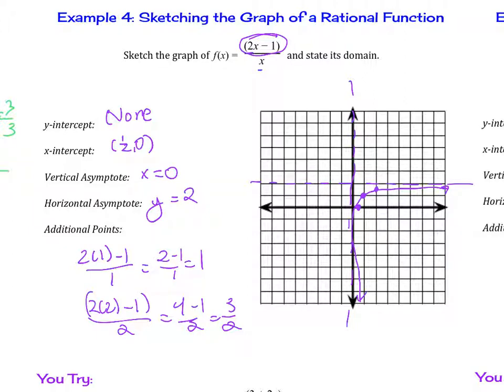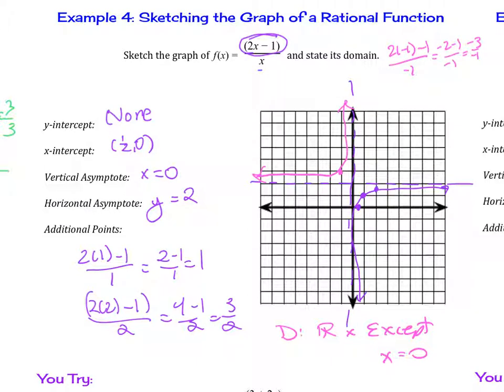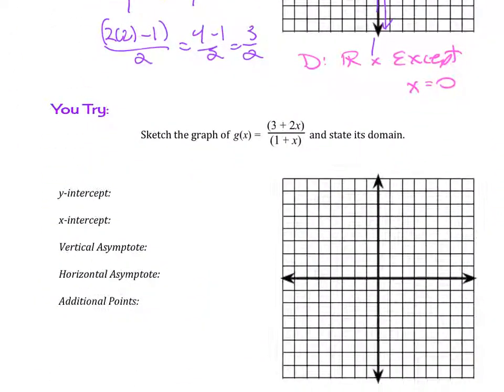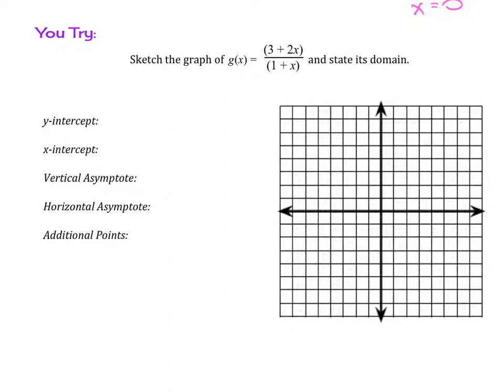Then let's pick numbers to the left of the vertical asymptote. Let's choose -1. So 2 times -1 minus 1 over -1 is -2 minus 1 over -1, so that is -3 over -1, or a positive 3. Then you're seeing the pattern, and so we see that this is our graph. Our domain is all real numbers x except when x equals 0. We can't have 0. So try this example here. Pause the video and try it out.